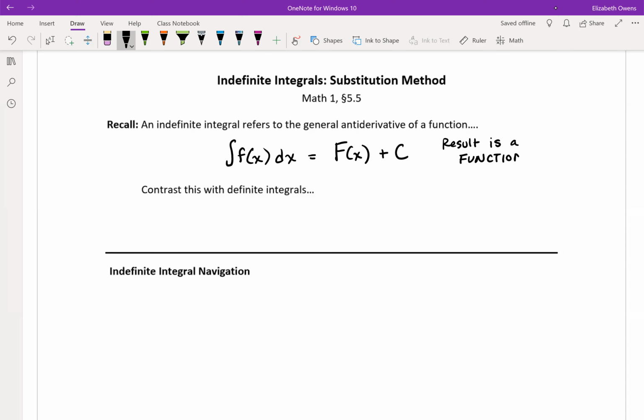It would still have perhaps the variable x in there. We would still be able to plug things into it. We're getting a function out of this.